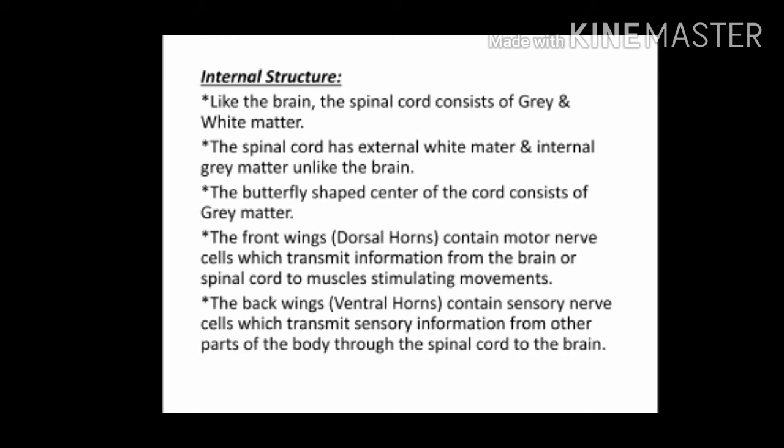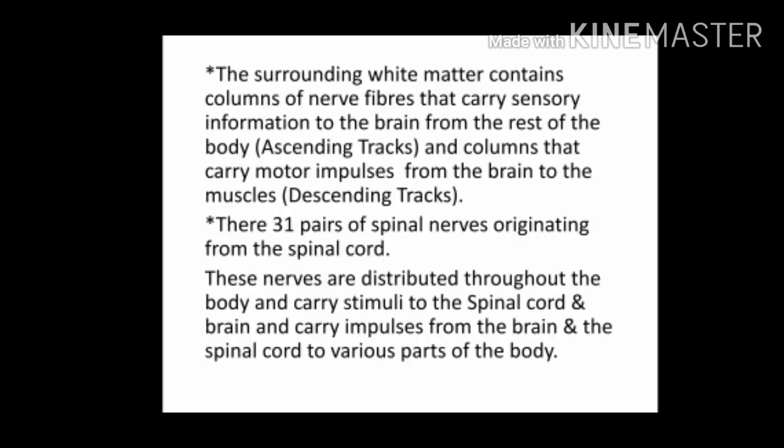The butterfly shaped center of the cord consists of grey matter. The front wings of the butterfly shaped grey matter, also known as dorsal horns, contain motor nerve cells which transmit information from the brain or spinal cord to muscles, stimulating movements. The back wings of grey matter, also known as ventral horns, contain sensory nerve cells which transmit sensory information from other parts of the body through the spinal cord to the brain.